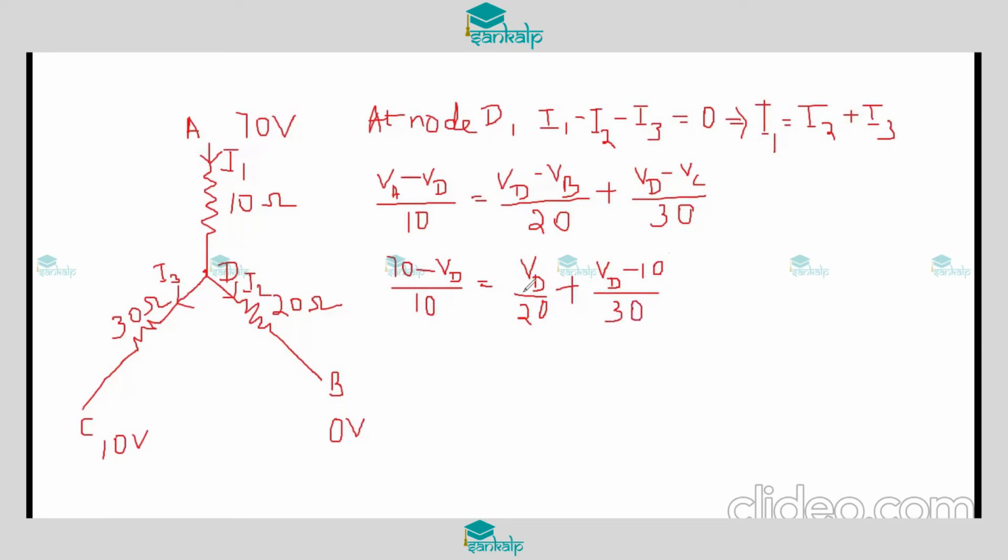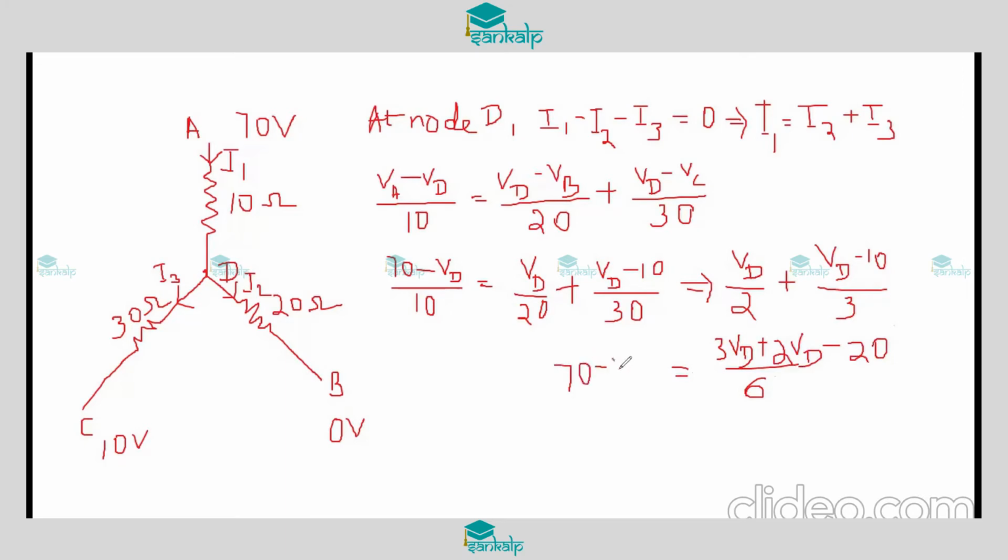Now what I am doing is multiplying by 10 here, so the 0s cancel, and it becomes VD by 2 plus VD minus 10 divided by 3. Taking the LCM, which is 6, it becomes 3VD plus, multiplying by 2, 2VD minus 20, is equal to 70 minus VD.